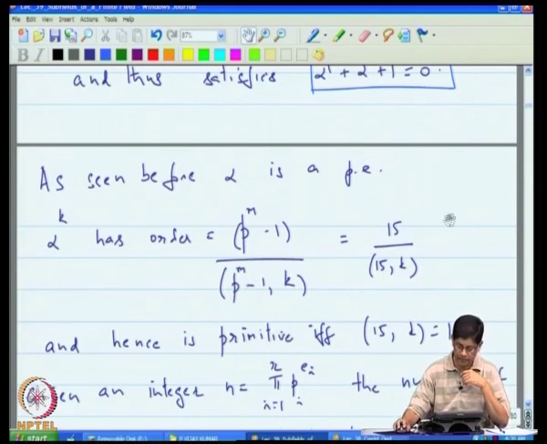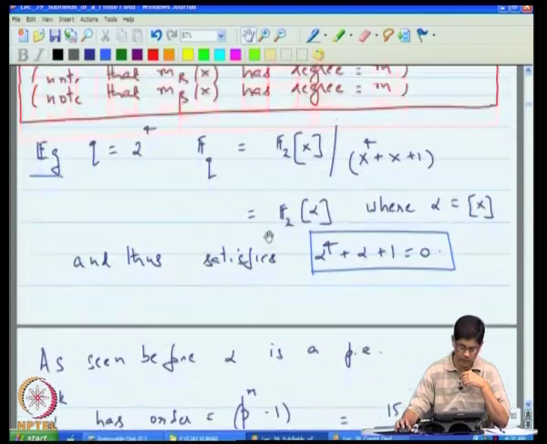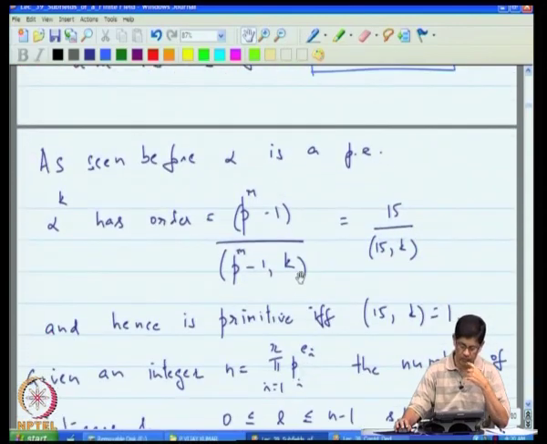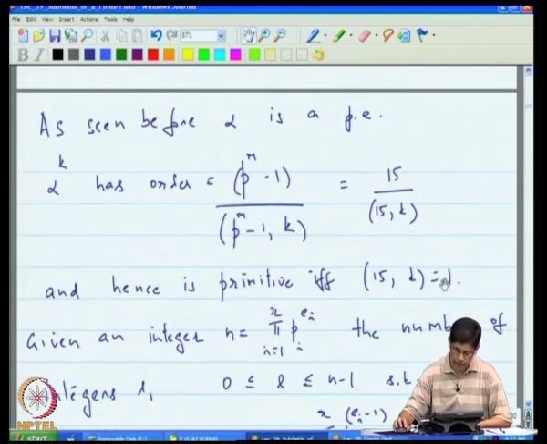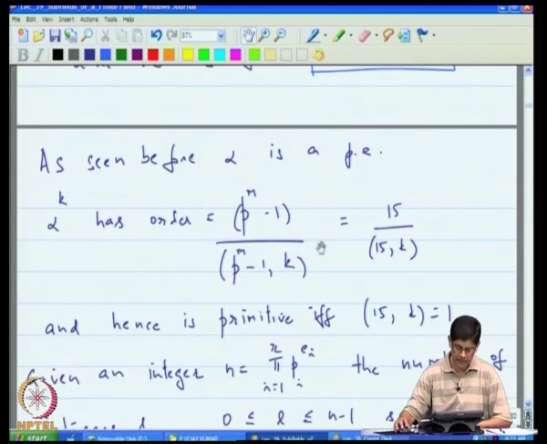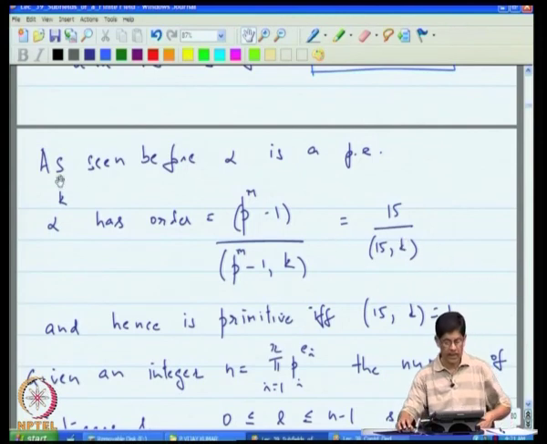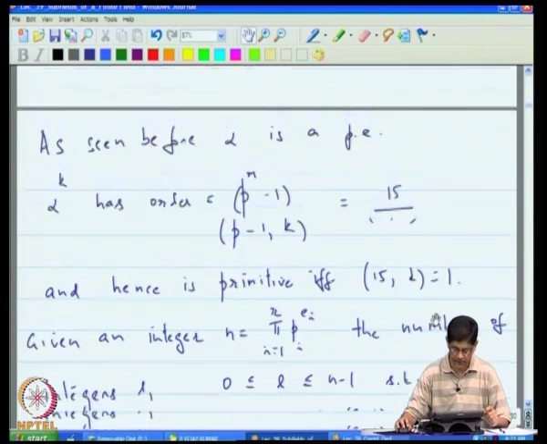And from this you see that what we are trying to get at here is what are some examples of primitive polynomials. Okay. So now the only way in which this thing could equal 15 is if 15 and k were relatively prime. So that means that if alpha is a primitive element, then the powers of alpha of the form alpha to the k, where this integer or exponent k is relatively prime to 15, these are the elements which are primitive in the finite field.